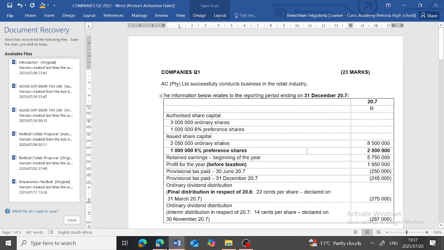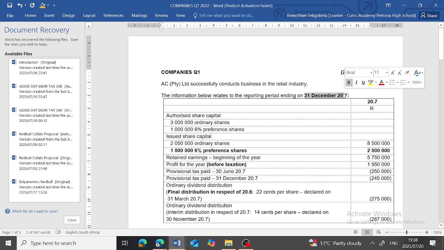Guys, how we can calculate the number of shares we had at the beginning of the year is that we can take the final distribution in respect of the previous year, which is 2016. So we're going to say 275,000 divided by 0.22. That is going to give you the number of shares that were in issue at the end of 2016, which will make it the number of shares that were in issue at the beginning of the year, because what's at the end of 2016 will be what is at the beginning of 2017.